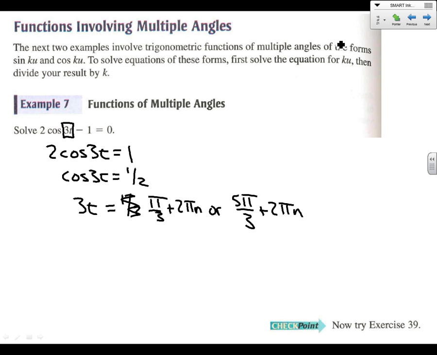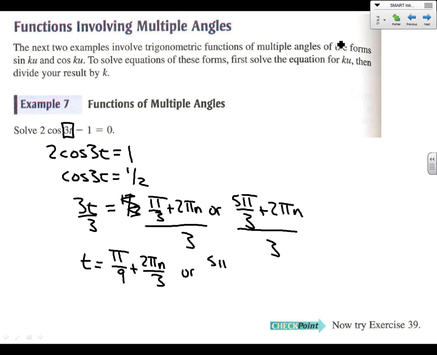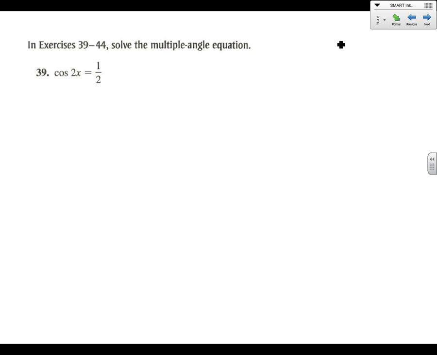All right, and we should be done except for this 3 is still there. Let's divide by 3 everywhere to get t by itself. So t is equal to pi over 9 plus 2 pi n over 3 or 5 pi over 9 plus 2 pi n over 3. So we just divide by 3 on that last step to get our final answer. Try that one extra step here on 39.